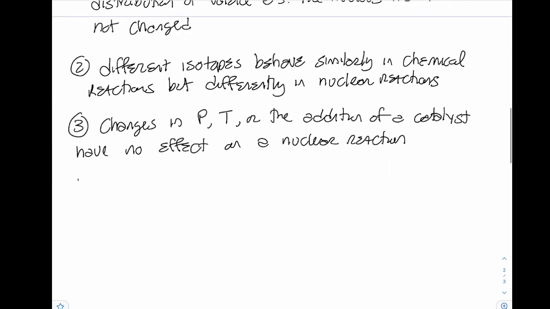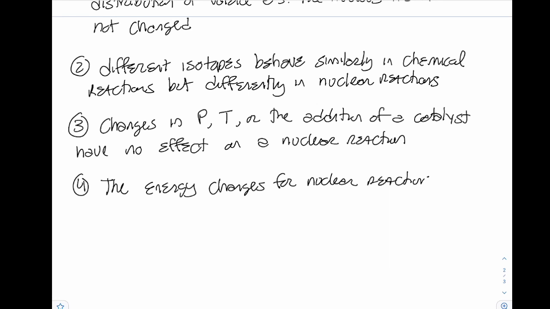And then the last one: the energy changes for nuclear reactions are often way, way greater than the energy changes for chemical reactions. So the energy changes for nuclear reactions are much greater than those of chemical reactions.